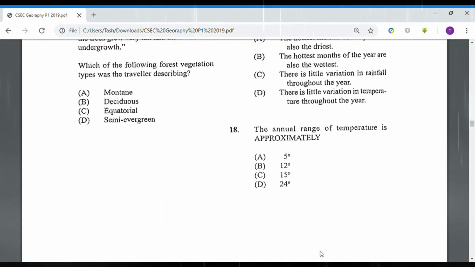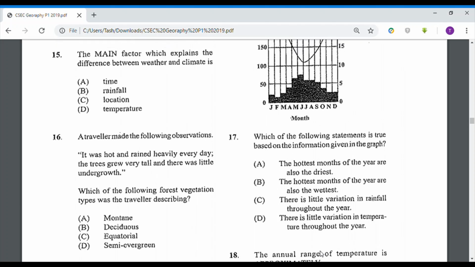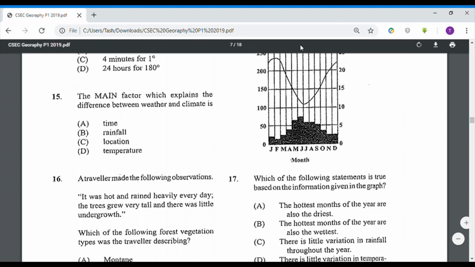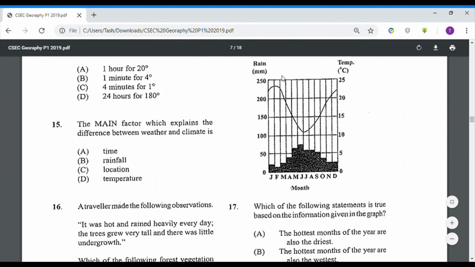Number 18, the annual range of temperature is approximately. Now, to find out the annual range of temperature, let's pay attention to the temperature again. Remember, range is between highest and lowest. So we have our highest temperature. The question said approximately, so we can estimate.